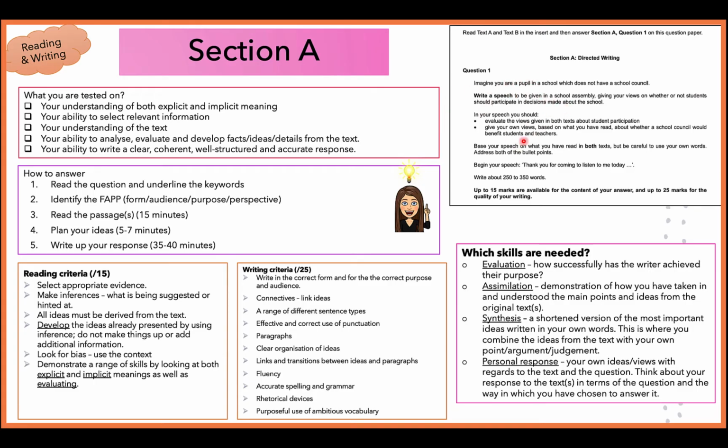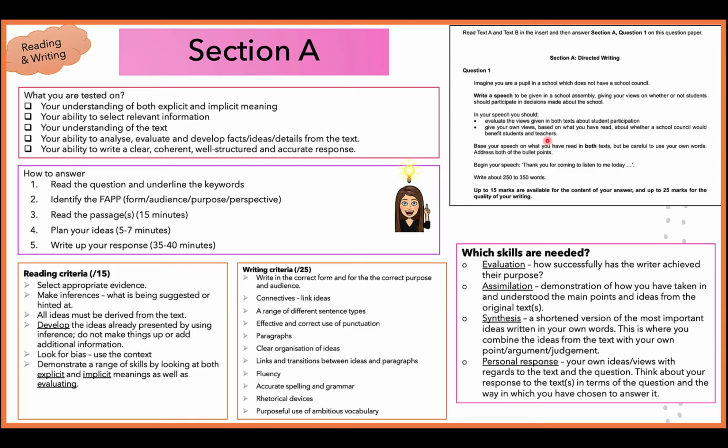Okay, so all this information is given in the question, so do make sure that you can understand it. Make sure as well that you understand the bullet points here in your speech. It tells you what you should be doing as you're writing through your speech, so you're evaluating the views given in both texts. As I said, that is a key skill over here, and that's one of your reading skills. So do you understand the text and can you evaluate the different ideas that are given, and can you then talk about the pros and cons of each and make a decision if you're being asked to give your views or ultimately decide on something. You must give your own views based on what you have read about whether a school council would benefit students and teachers.